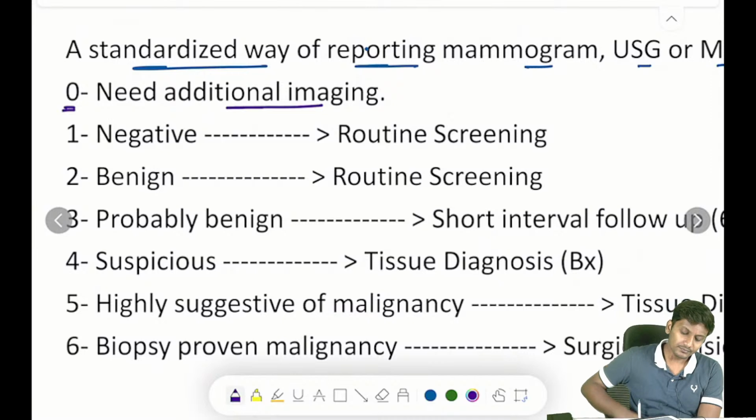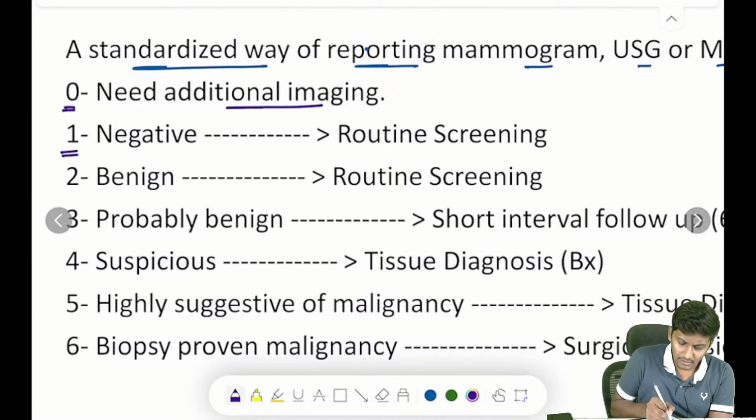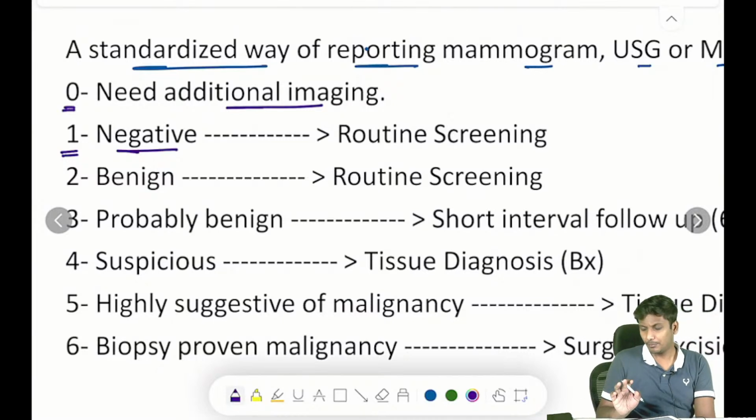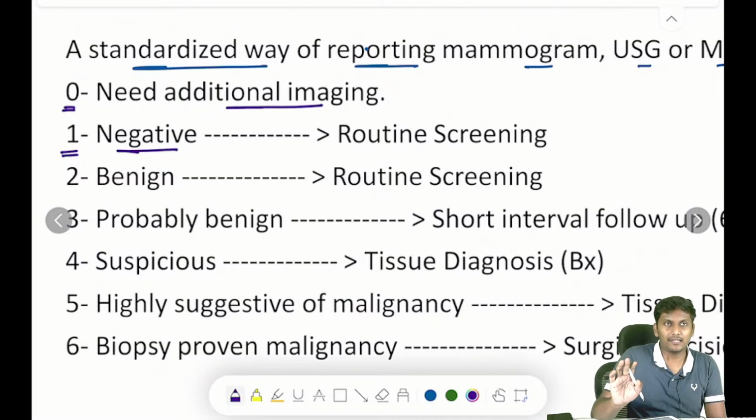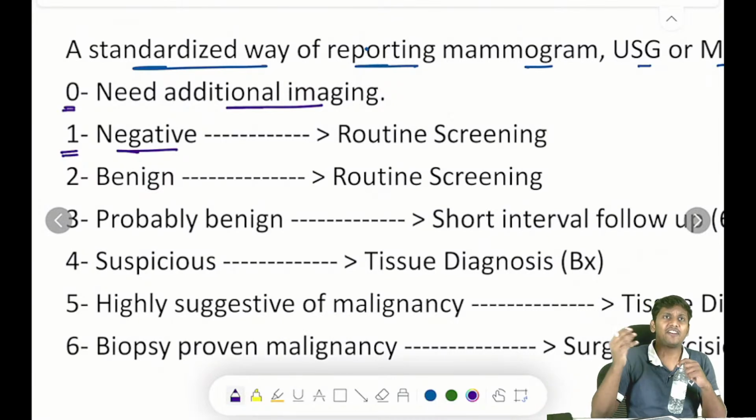Okay? If he says it is BIRADS 1, that means there is a negative report. That means there is no breast lump as such. Okay? There is no breast lump as such. It might be a fat tissue which might be felt.